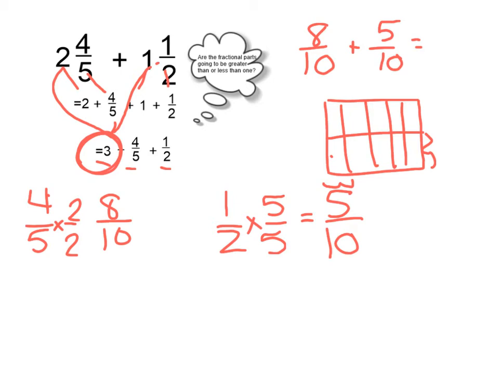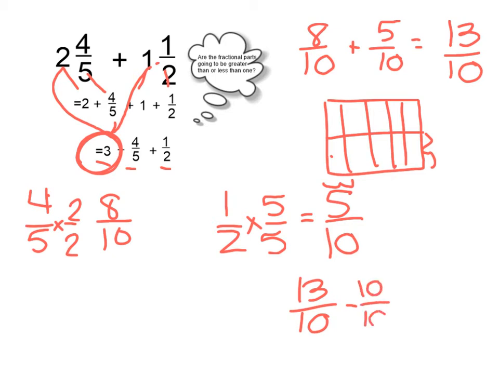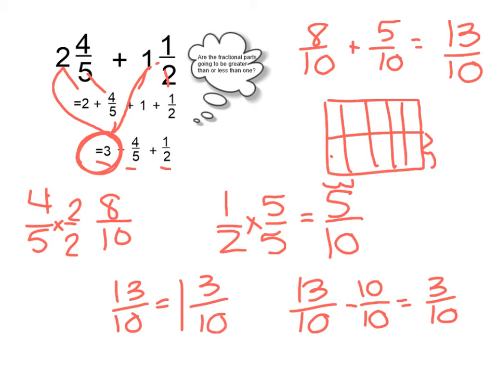8/10 plus 5/10 is 13/10. Oh man, 13/10 is greater than 1 whole, which is what I said was going to happen. But now I need to change it to a mixed number. So I know I can take 1 whole out of 13/10, and that 1 whole is 10/10. So I just pulled 1 whole, so 13/10 equals 1 whole, and then I have something left over. 13/10 minus 10/10 is 3/10. So 13/10 equals 1 3/10.